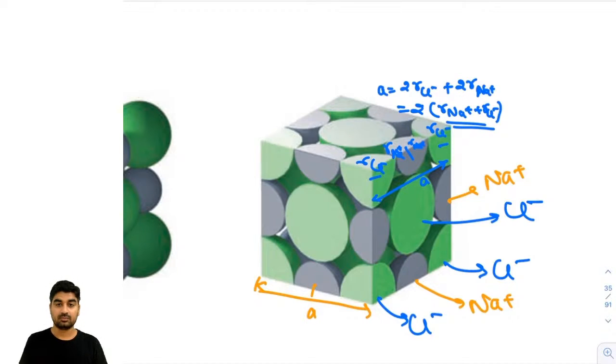Here we have the radius of chloride, and this is the radius of Na plus. I hope, guys, you got it now. So the nearest neighbor distance will be like this, the distance between a cation and anion. So guys, tell me if you have any doubt.